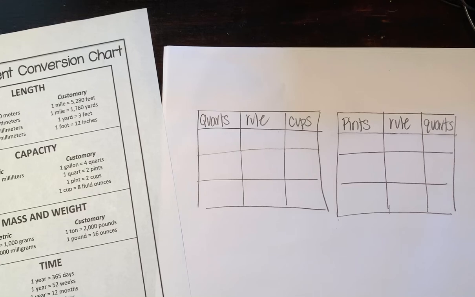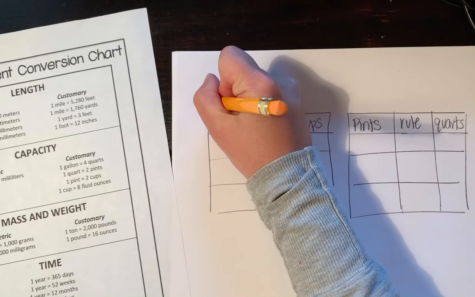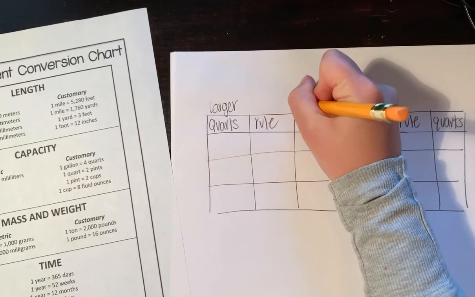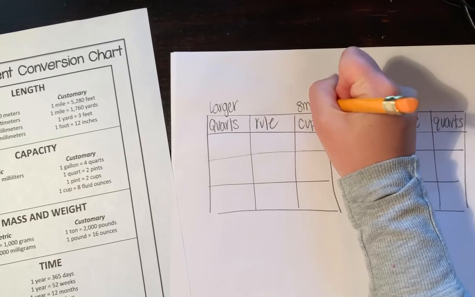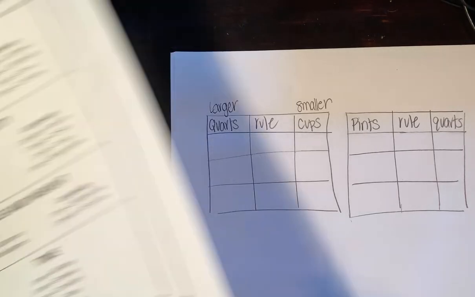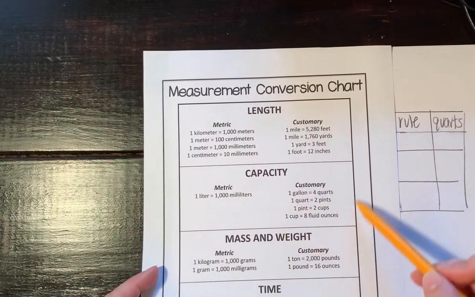So looking at this, we have quarts and cups. So I know that quarts is larger and cups is smaller. And a quart, remember guys from last week, a quart is like a container of orange juice. And a cup is that baking, when you guys bake, it's a cup. So when we look at this, we need to be using our conversion chart. So this right here will help you.